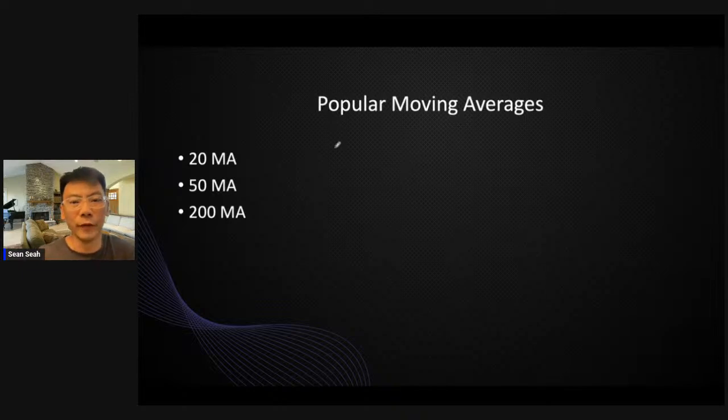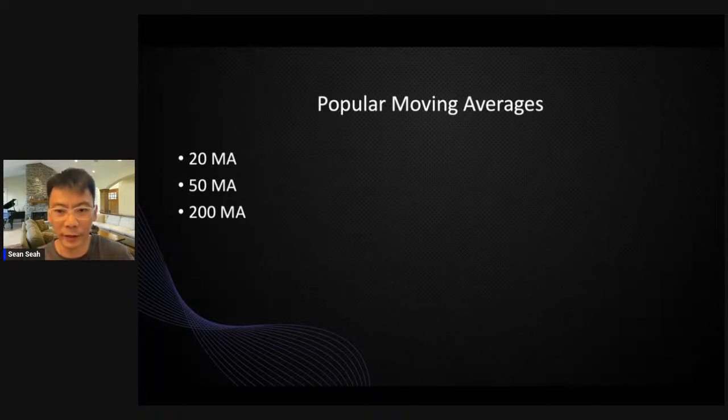The popular moving averages are the 20 days moving average, 50 days, and 200 days. For those who are very familiar with this, please bear with me. We'll talk about the rest in a moment's time. Let me show you how it works.